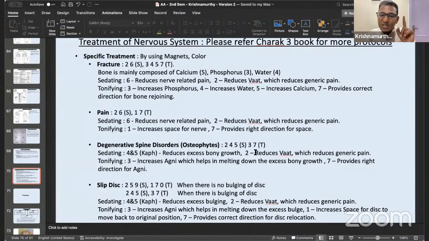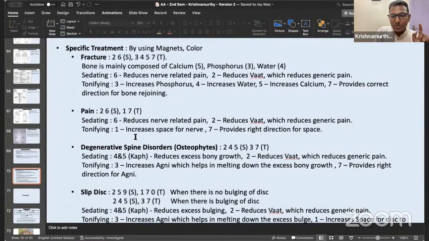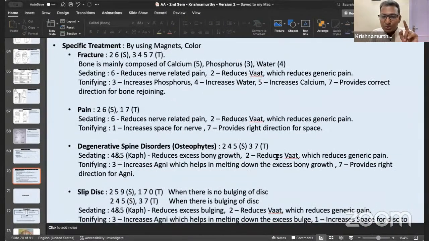Say you are reducing the pain. Whenever there is a degenerative situation, you will reduce the pain. So you will reduce 2. And 4, 5 is cuff.